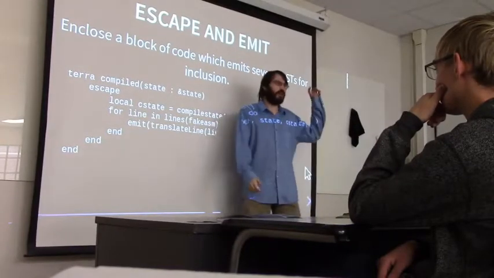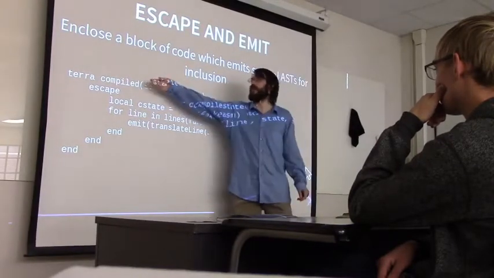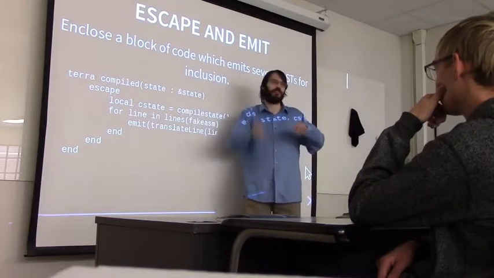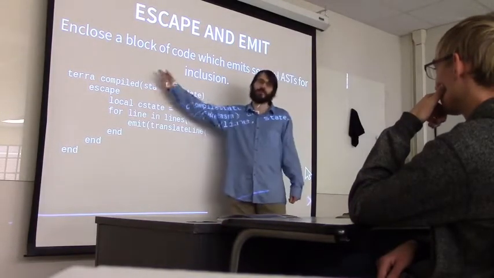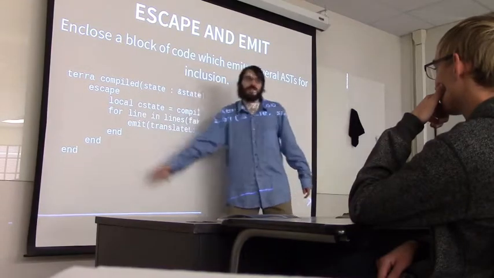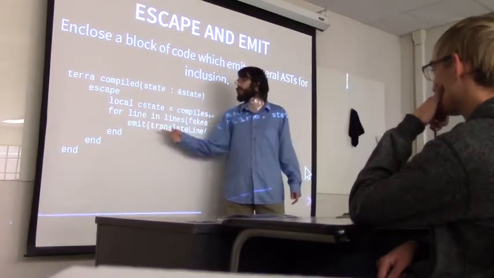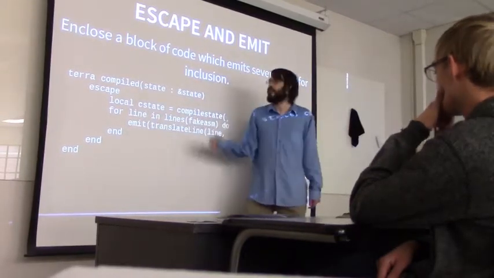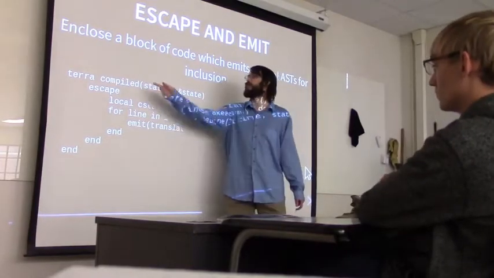So we've got Terra and Lua contexts. Inside a Lua context, quote starts a Terra context. Inside a Terra context, escape starts a Lua context. It just evaluates this block, and then there's a little function emit that will build up ASTs in place of the escape.